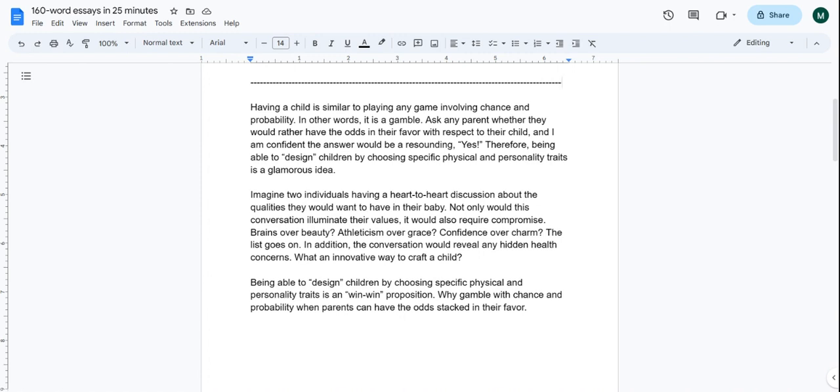Not only would this conversation illuminate their values, it would also require compromise: brains over beauty, athleticism over grace, confidence over charm. The list goes on. In addition, the conversation would reveal any hidden health concerns. What an innovative way to craft a child! Being able to design children by choosing specific physical and personality traits is a win win proposition.